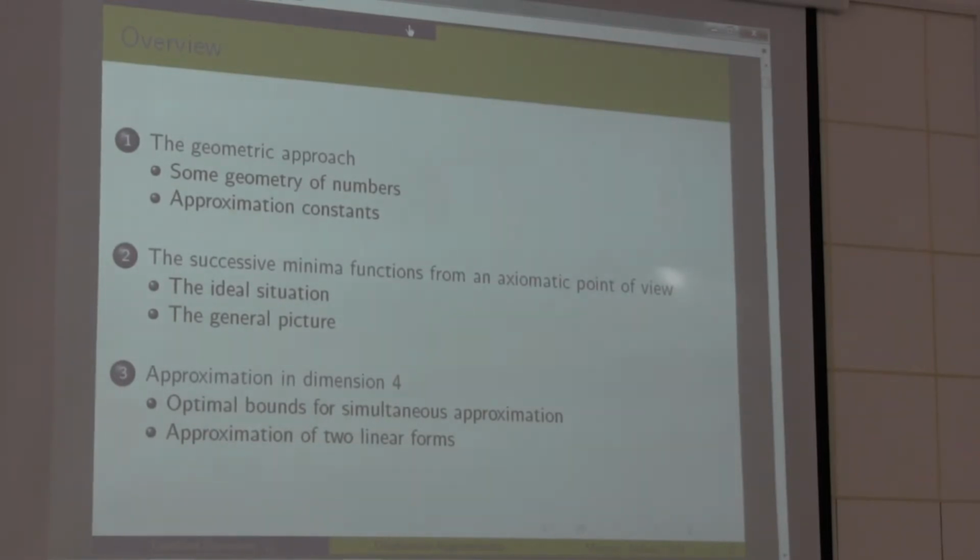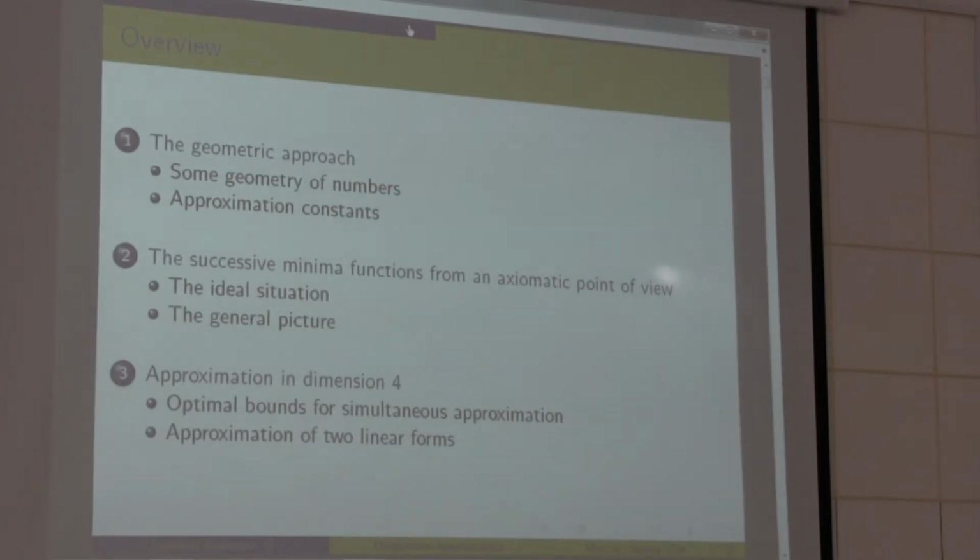In the first section, I intend to explain to the non-experts how geometry of numbers comes into play quite naturally when dealing with questions of simultaneous approximation, and in turn introduce some new approximation constants. I should mention also that the work I'm presenting here is joint work with Wolfgang Schmidt that has evolved during the last couple of years and is still going on.